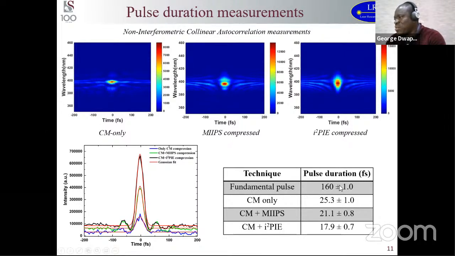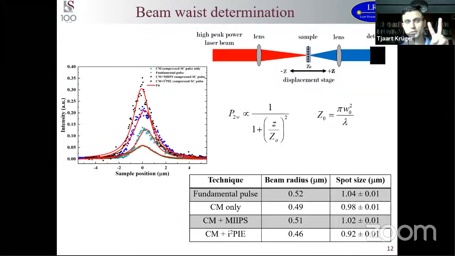For the fundamental, we have it around 160 femtoseconds, which is basically what we measure after the beam traverses all the optics. So this is the pulse duration in the sample plane. All these pulse durations are measured in the sample plane, at the exact place where the sample is.